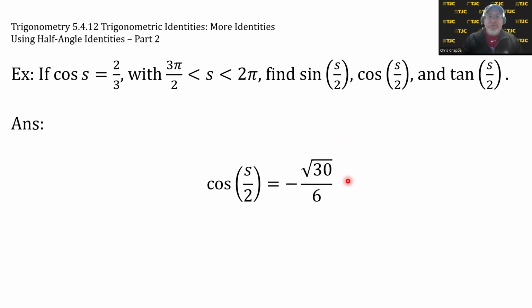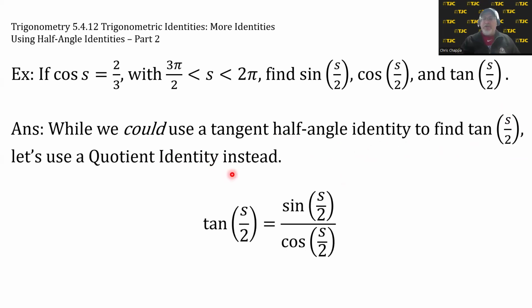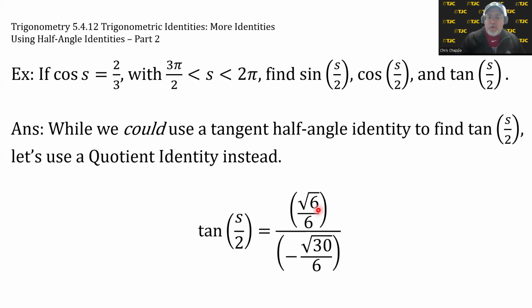Now let's find tangent. We have a tangent half-angle identity. We have 3 of them, in fact. And we could use that to find tangent of s over 2. But we can use a quotient identity instead, because we know the value of sine, we know the value of cosine. And if we put them on top of each other, that'll give us the value of tangent. Sine was square root of 6 over 6. Cosine was negative square root of 30 over 6.